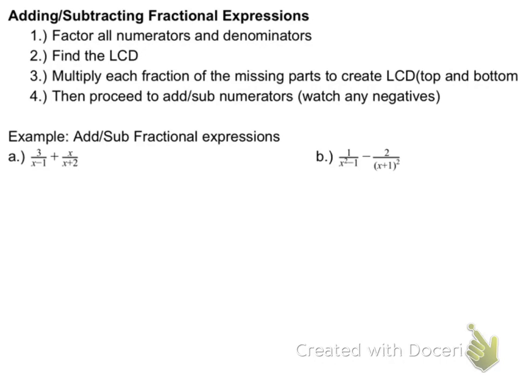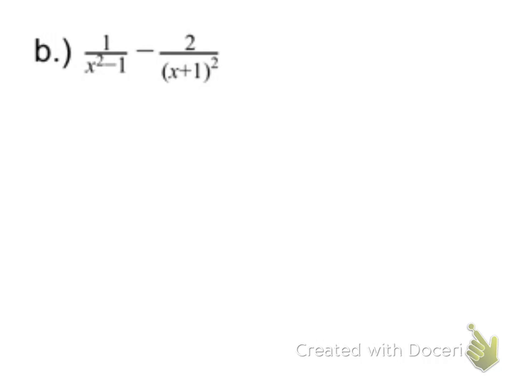I have in there to watch for negatives because the negatives are the ones that are going to mess things up for us. We'll forget to distribute that negative in. So I'm going to skip over the first example and we'll go into the second one. I'll make it a little bit larger here. So we'll do the second one here.